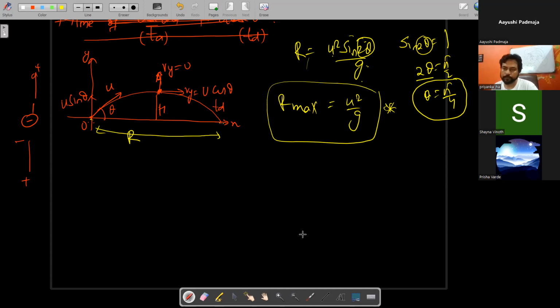Done? Everyone done? Yes. No, remember one thing. Note: at complementary angles, range will be the same. Did you understand this?